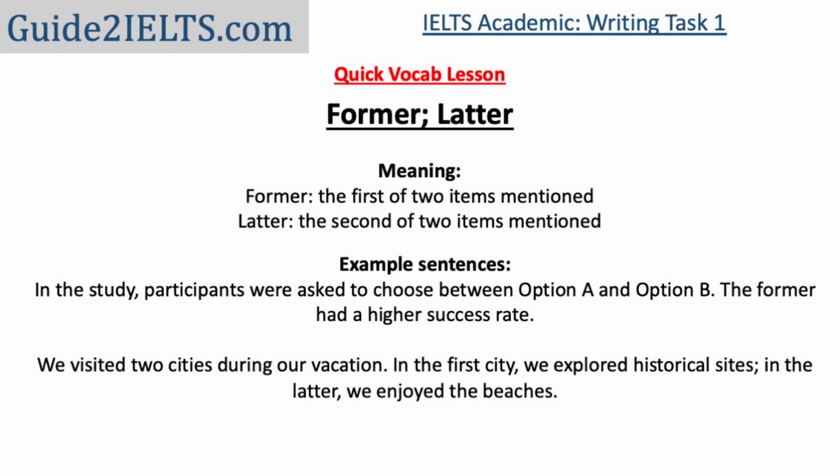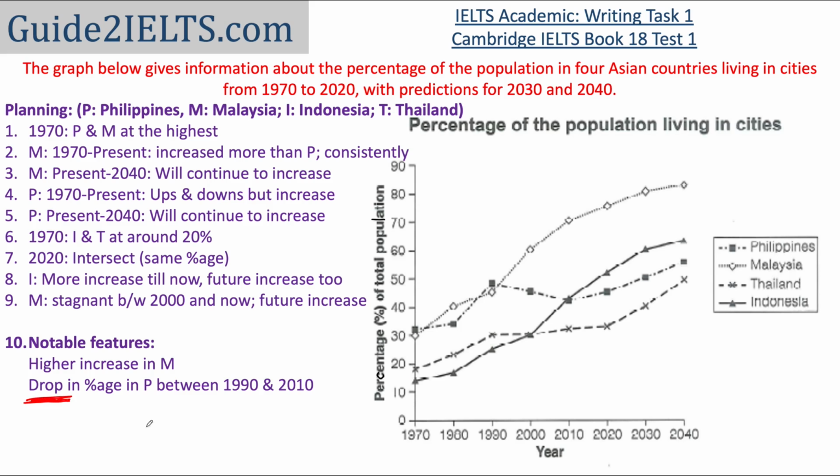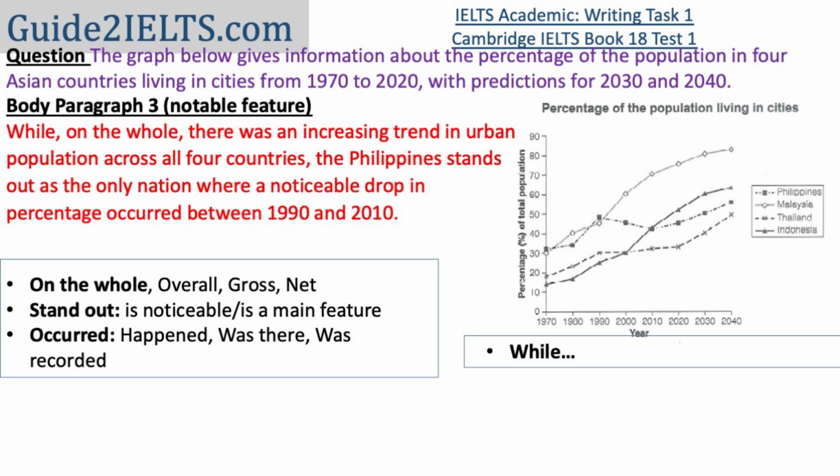Now we only have one notable feature left that we have not mentioned, which is this drop that Philippines experienced. Here's how I'm writing it. While on the whole, there was an increasing trend in urban population across all four countries, the Philippines stands out as the only nation where a noticeable drop in percentage occurred between 1990 and 2010.